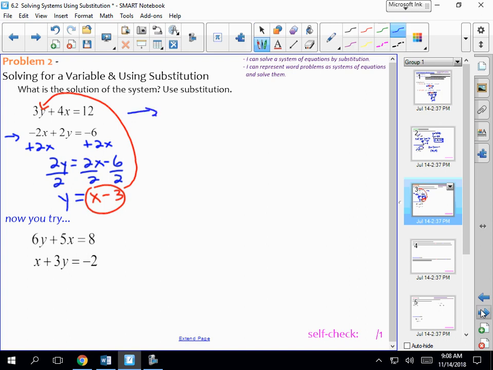It's 3 times x minus 3 plus 4x equals 12. So I'm substituting in x minus 3 to the first equation for y. Now I have an equation with just x's in it, and I can go ahead and solve that. I got to distribute. So this takes us back to our first skill of the year, solving a multi-step, one variable linear equation. We distribute first.